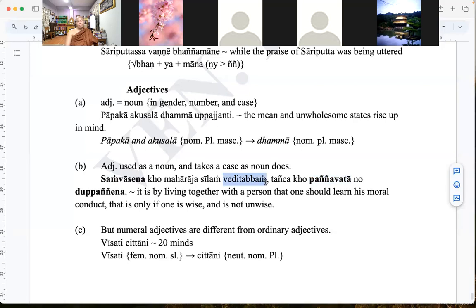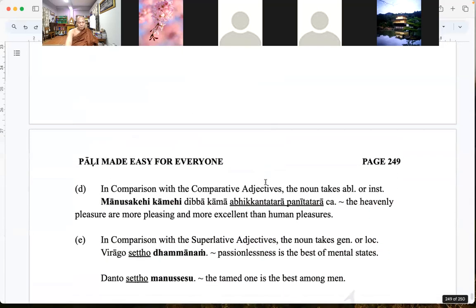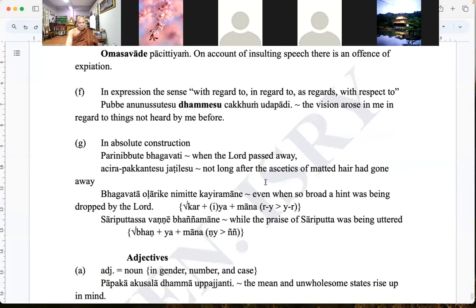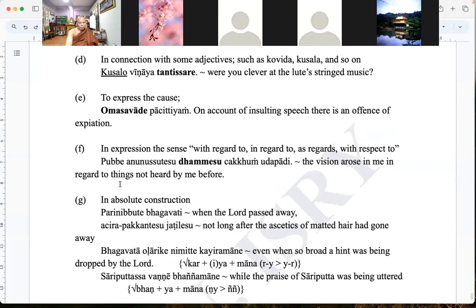Just a small part, Bante, for number F, pubbe ananussutesu. It is just for the spelling, Bante. It is anna. Okay, yes. Thank you, that's all, Bante. Thank you, Bante, very much.